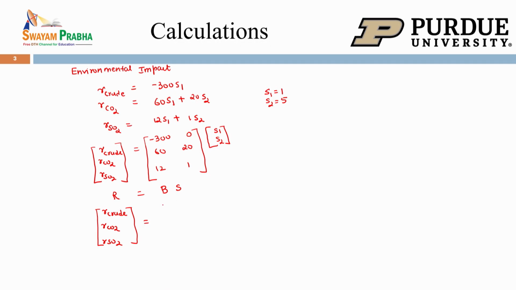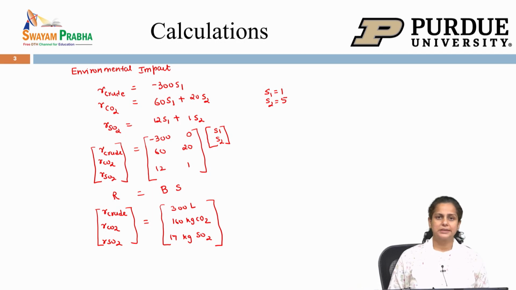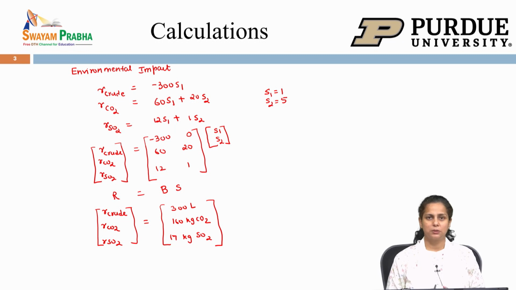that will come out to be 300 liters of crude oil being consumed, 160 kg of CO2 being emitted from the network, and 17 kg of SO2 being emitted. So, this was a straightforward simple application of the process network algebra to calculate the total environmental impact based on the goal defined for your LCA.